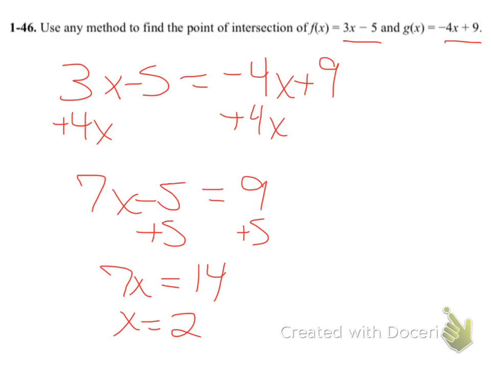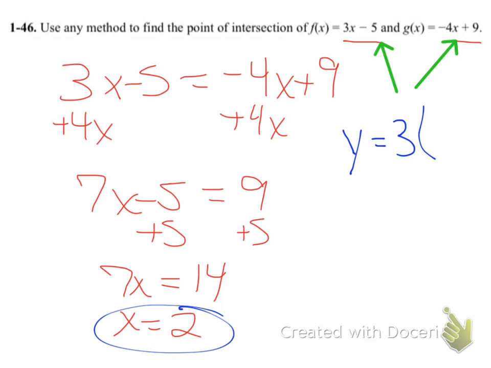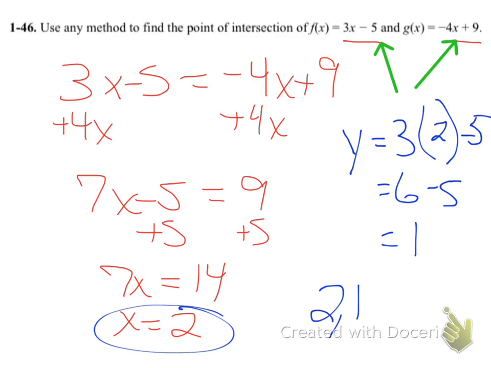I am then going to take that answer and substitute it into one of these two, and it doesn't really matter which one. So I'm just going to take the f of x, and that is my y value, so y will equal 3 times 2 minus 5, which will be 6 minus 5, which will then equal 1. So my coordinate point here is going to be 2, 1. That is the point where those two will intersect each other and solving my system.